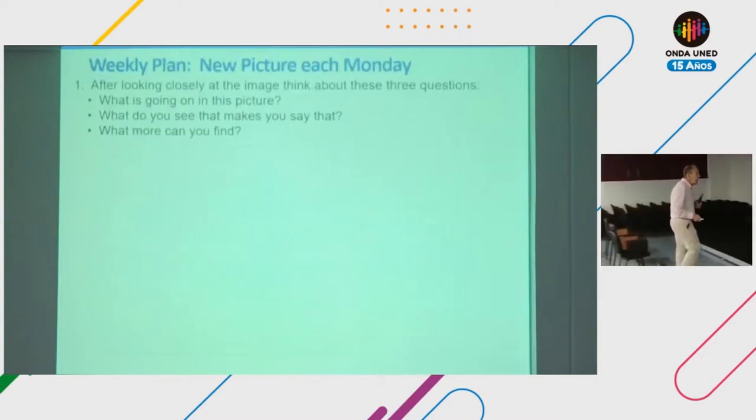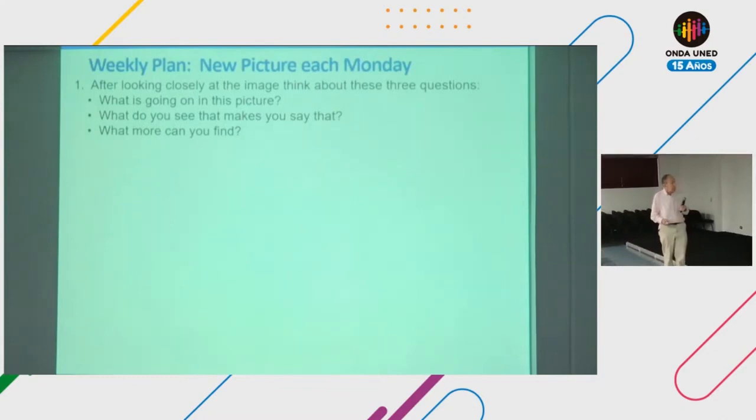There's a weekly plan. And these three questions are a big part of what's going on, obviously. After looking closely at the image, think about these three questions. What's going on in the picture? What do you see that makes you say that? What more can you find?